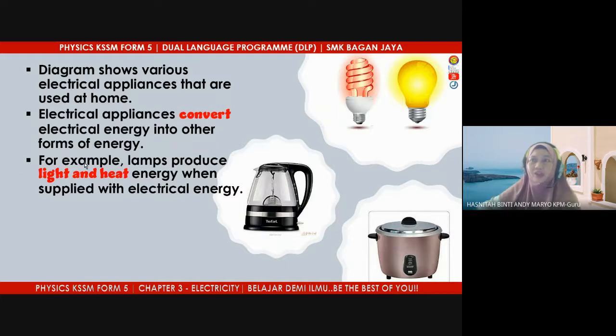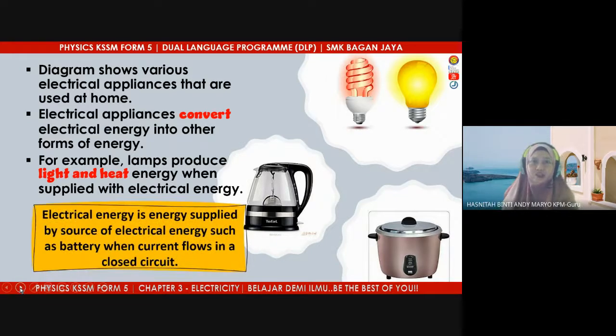Okay, ini contoh. Example, a lamp produces light and heat energy when supplied with electrical energy. So the conversion of energy that takes place in a lamp is electrical energy converted to light and heat energy. Okay, so what is electrical energy, students? Apa itu tenaga elektrik? Electrical energy is defined as the energy supplied by sources of electrical energy such as a battery. This is what we learned before in 3.4 EMF, when the current flows in a closed circuit.